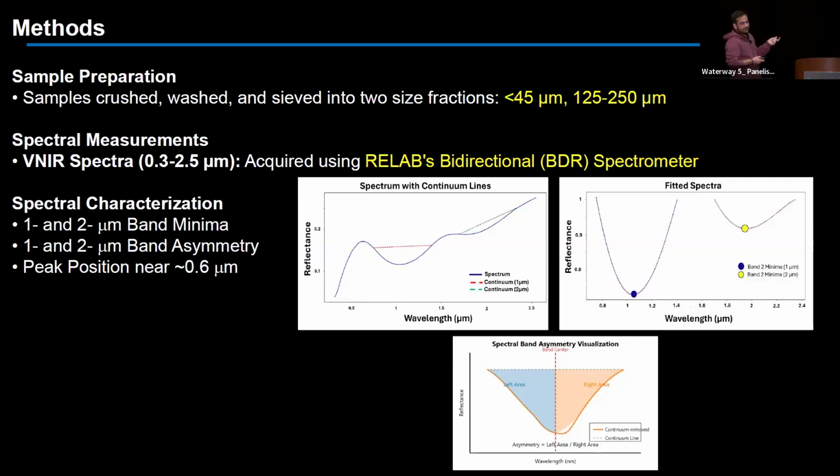Then they were sent to the RELAB at Brown University to get the VNIR spectra using the BDS bidirectional spectrometer. After we got the spectra, we calculated some traditional band parameters for now, including the 1 and 2 micron band centers and asymmetricity. Also, we analyzed the peak position near 0.6 or 0.7 micron.